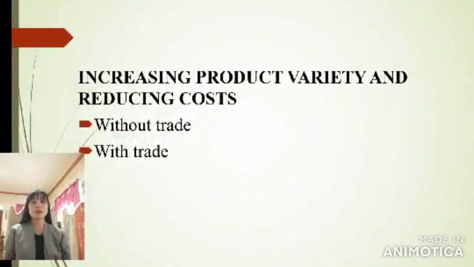Increasing product variety and reducing costs. Without trade, a small nation may not be able to support the demand necessary for producers to realize required economies of scale, and so certain products may not be produced. With trade, a nation may be able to specialize in producing a narrower range of products and then buy goods that it does not make from other countries. Each nation then simultaneously increases the variety of goods available to its consumers and lowers the cost of those goods.